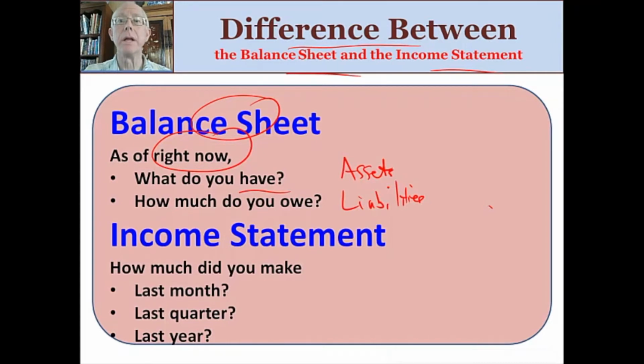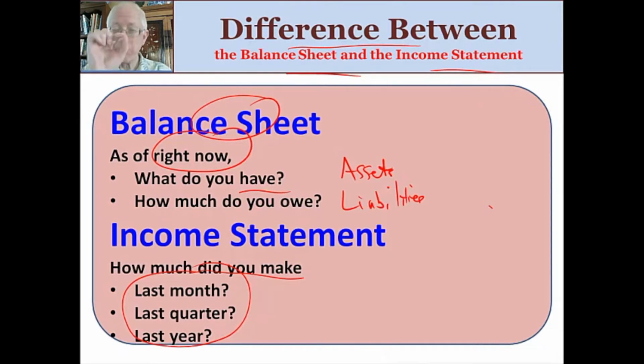That's balance sheet. An income statement, in contrast, answers the question, how much did you make? And an income statement is not as of right now. An income statement is for a period of time. How much did you make last month? How much did you make last quarter? How much did you make last year?